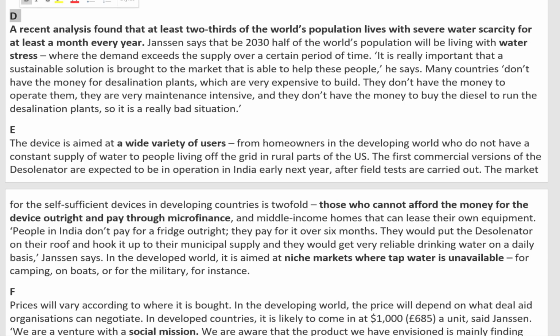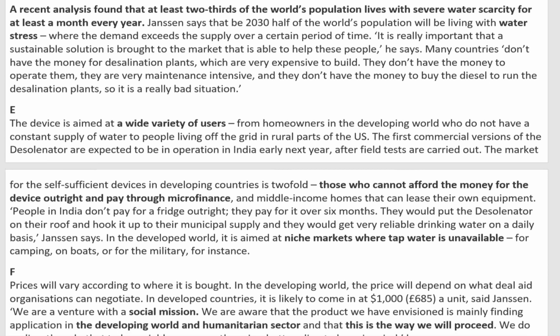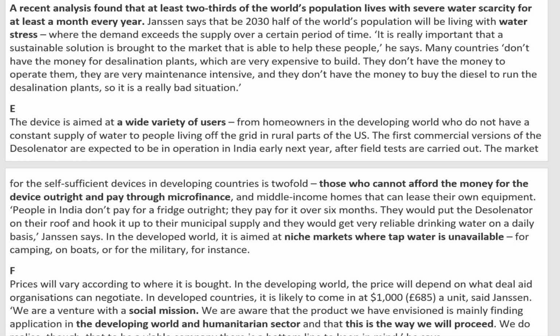The topic sentence of section D is right at the beginning. A recent analysis found that at least two-thirds of the world's population lives with severe water scarcity for at least a month every year. The section then continues by describing the hardships in such regions with water shortage, with different vocabulary for the same phenomenon: water scarcity, water stress. So the correct heading must be 10. The number of people affected by water shortages.